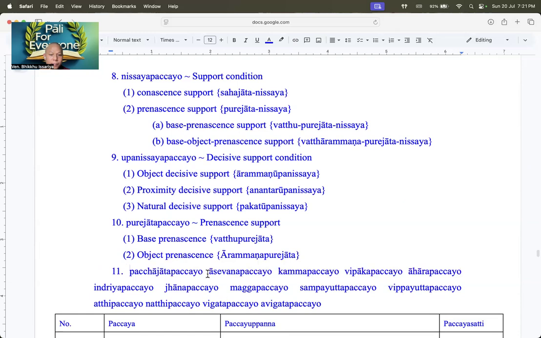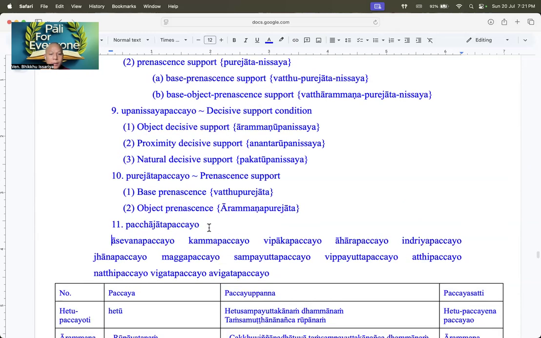And then the next one, Pacchājāta. So Pacchājāta is the postnascence condition. And then Pacchājāta condition. So Pacchājāta, okay.